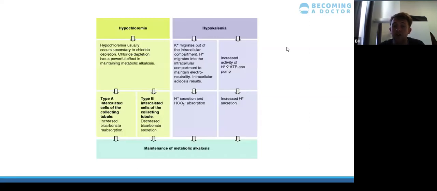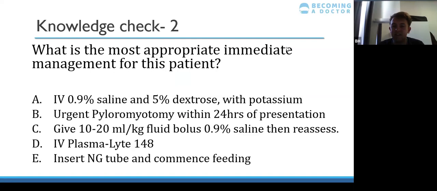Good. So I hope that demonstrates the point nicely that these metabolic problems are quite serious. So with all that in mind, we'll go on to our second question, and that's about how we manage these patients. So remembering the case, they've got projectile vomiting, and on examination they were quite dehydrated.